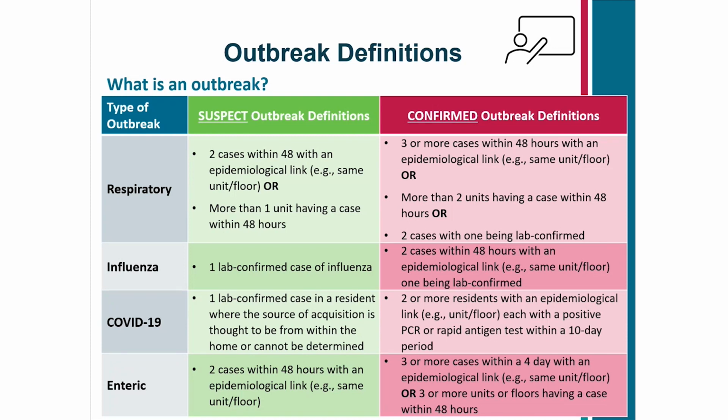And Elaine had emphasized the importance of getting PCR lab results for symptomatic staff or residents. If you are doing rapids, the PCR test should be done concurrently, but best practice is to do PCR for anyone with symptoms. So that's a slight change from the previous definition, as well as the confirmed COVID outbreak is now 2 or more residents with an epi link. So similar geographic area within the facility, each with a positive, and this could be a molecular or rapid antigen test within a 10-day period.